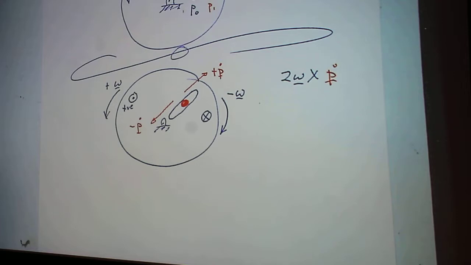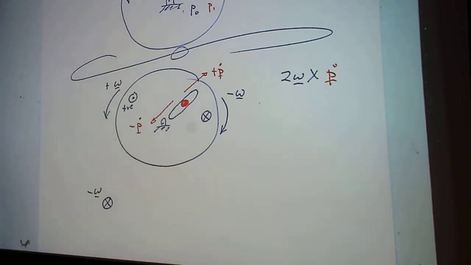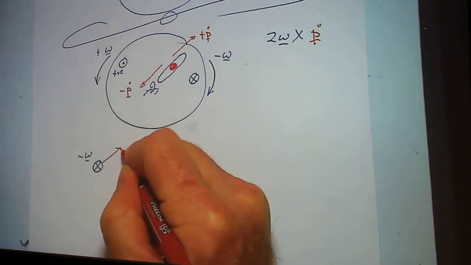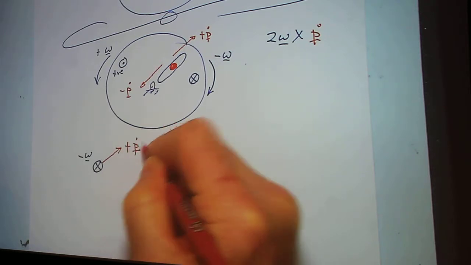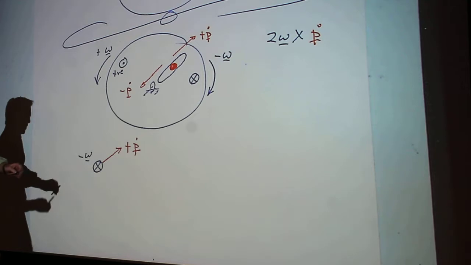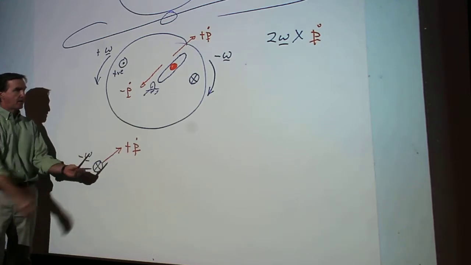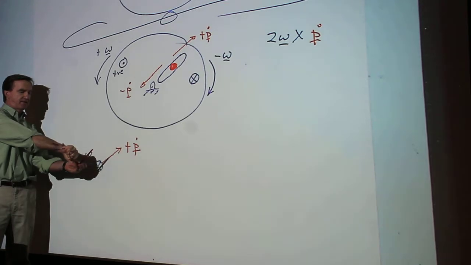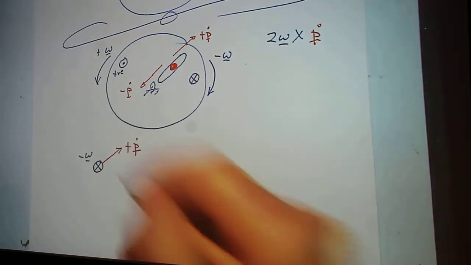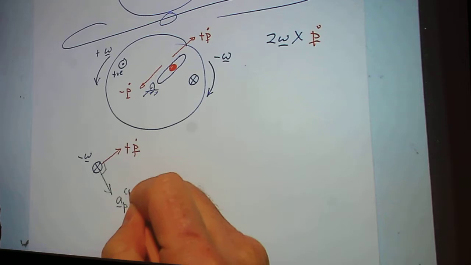So if I have my omega being negative, so I have a negative omega here, so I'm seeing the tail feathers of the arrow. And I have a positive P dot, so I have a plus P dot. And I cross omega into P dot, so here's the blue pen. So I'm looking at the back end of the pen, and here is P dot. So if I cross this into this, see how my thumb is pointing down and perpendicular to this? So therefore, my Coriolis will be like that.